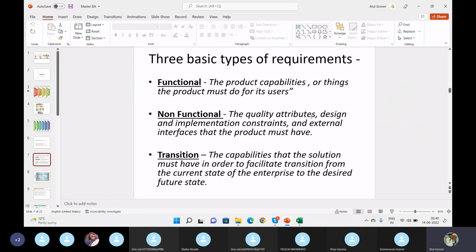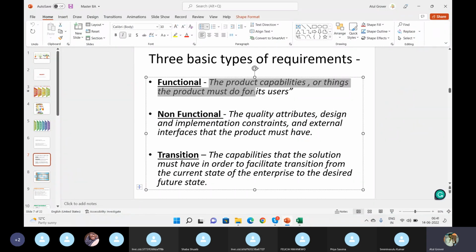So like if I take an example, we are going for a ServiceNow training. That is functional. I am sharing the BA knowledge, the ITSM knowledge. That is non-functional. But this non-functional training will help you to build the functional skill set. And what is the transition? The capability that a solution must have in order to facilitate transition from one state to another state.